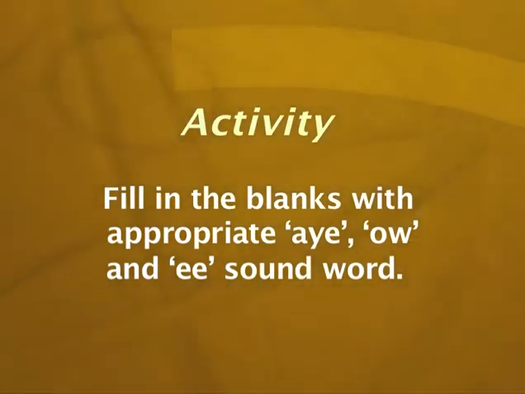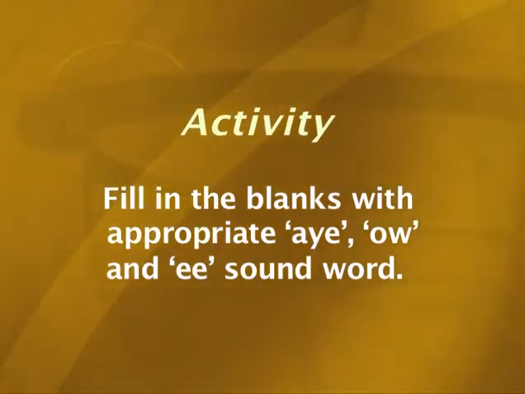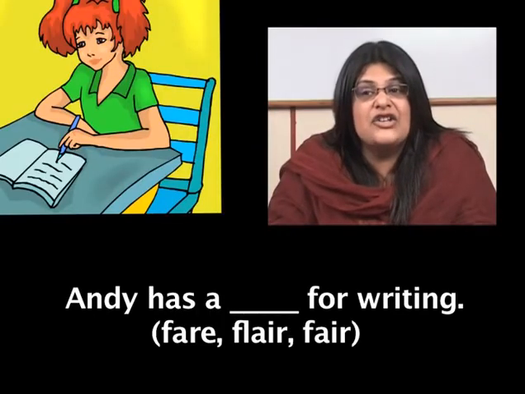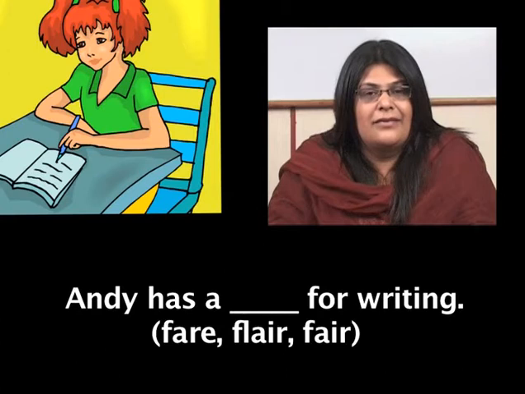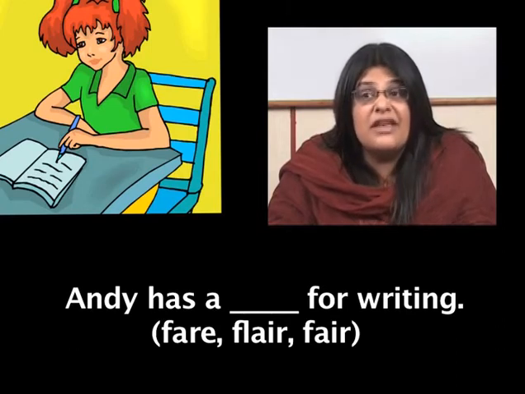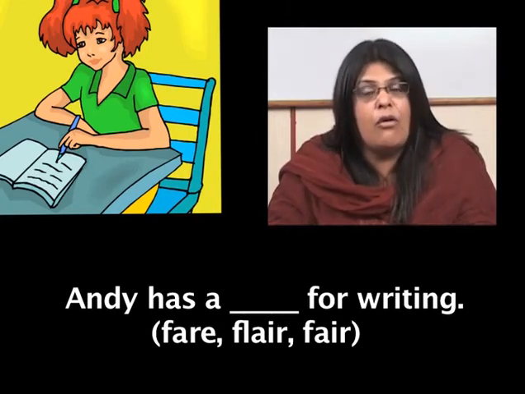In this exercise, we have to fill in the blanks with appropriate A, ow and oi sound words. You have an option of 3 words for each blank. You have to select the right option to fill in the blank. I'll read them out for you first and then we'll discuss the solutions. Let us begin. Andy has a dash for writing. The options are fair, flare and fair. Would the answer be fair, flare or fair?